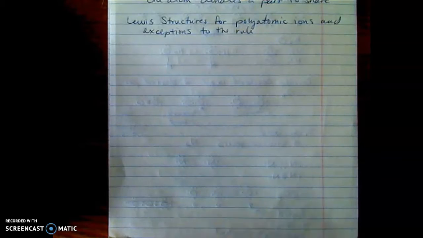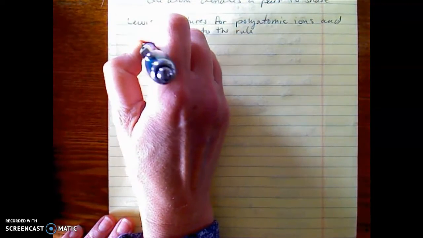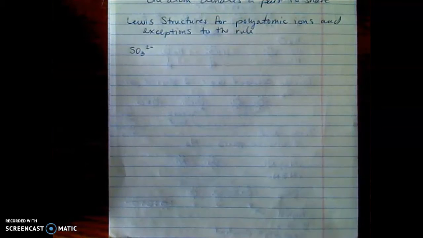Chapter 16, Section 1 continued. Now we're going to look at the Lewis structures for polyatomic ions and some exceptions to the rules. So let's start with a polyatomic ion. Let's look at sulfite. Sulfite is SO3 2-.